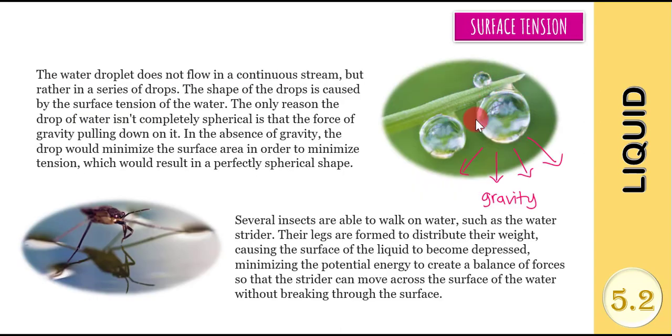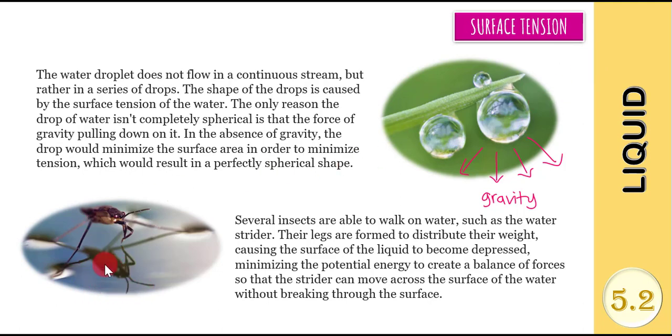If you look at water droplets on a leaf, the water does not flow in a continuous stream but rather in a series of drops. The spherical shape of the drops is caused by the surface tension of the water. The only reason the shape is not completely spherical is the force of gravity pulling down on it. If there were no gravity, the drop would minimize its surface area in order to minimize the tension, which would result in a perfectly spherical shape.